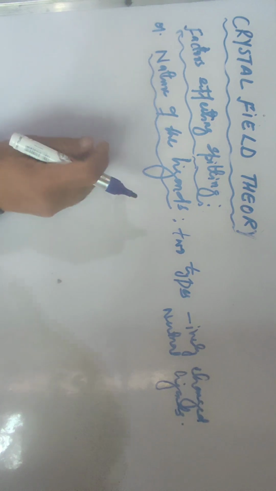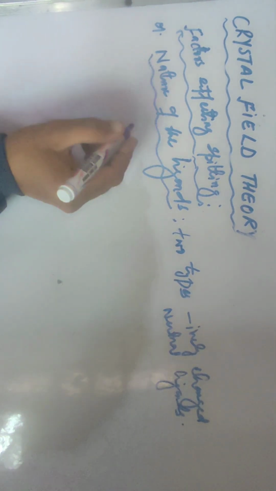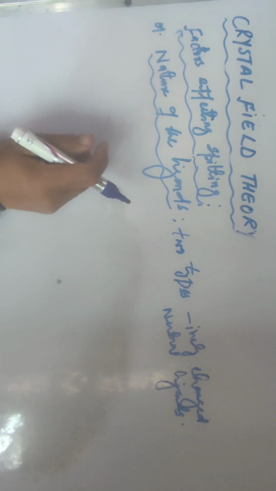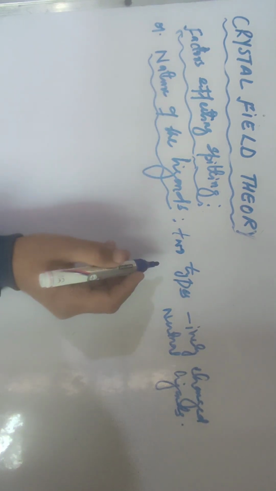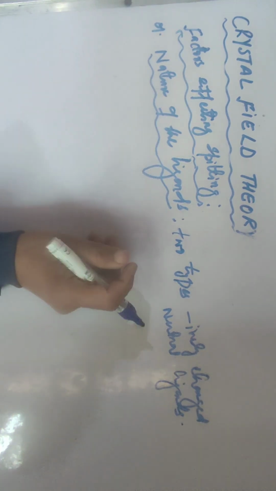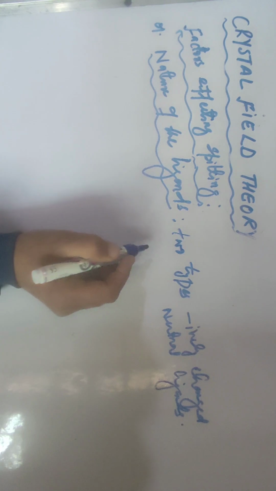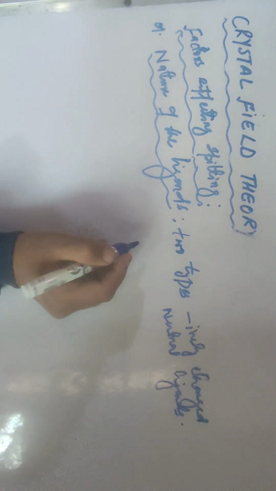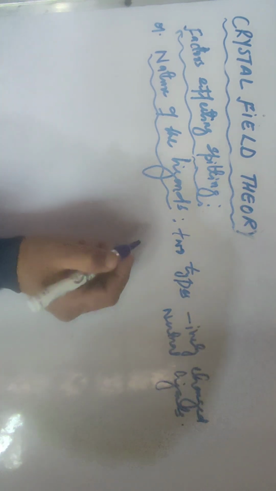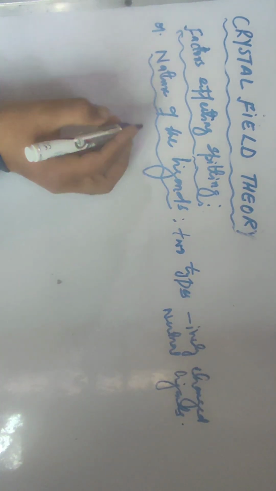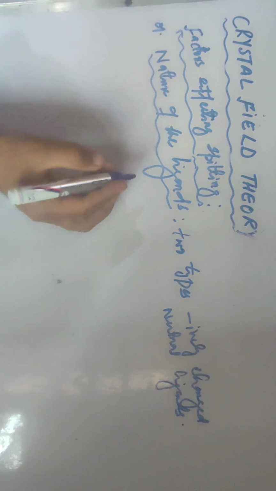Those ligands are known as strong field ligands, while some ligands will not produce such a strong splitting, and they are known as weak field ligands, and the splitting produced is weak splitting. Now if we divide the ligands on the basis of the nature of the splitting of the d orbital, we have two types of ligands. One is strong field ligand, which will produce strong splitting.